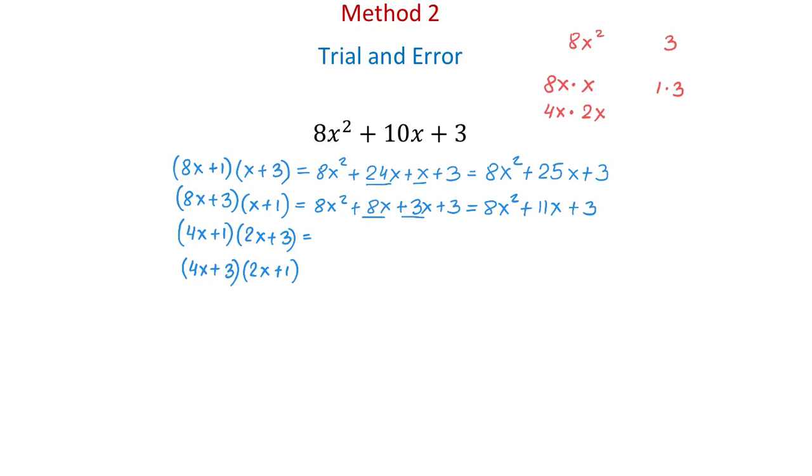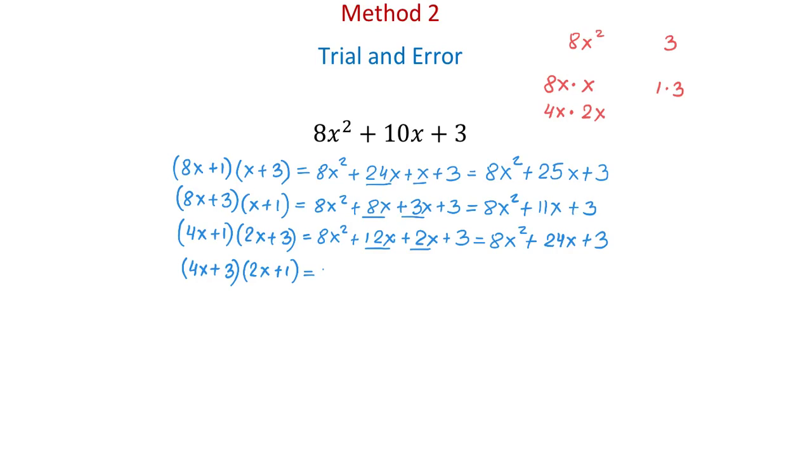4x times 2x is 8x squared. 4x times 3 is 12x. 1 times 2x is 2x. And 1 times 3 is 3. Let's add the like terms, and the answer will be 8x squared plus 14x plus 3. Now this one again is not the same as the one we started. Let's try the last one.